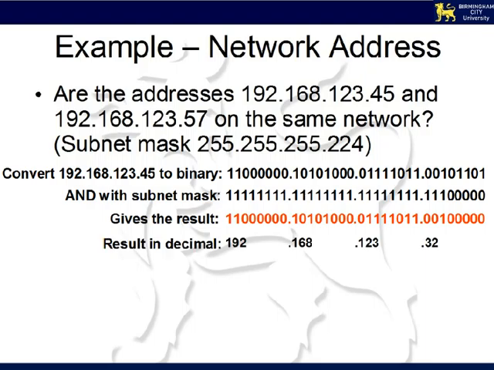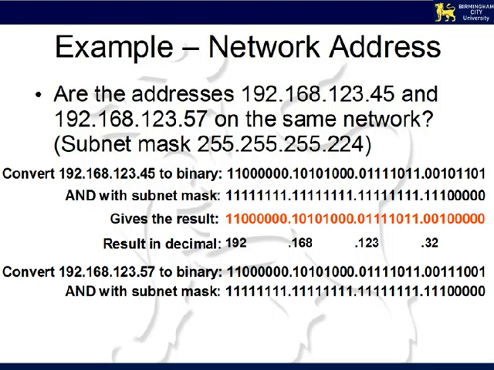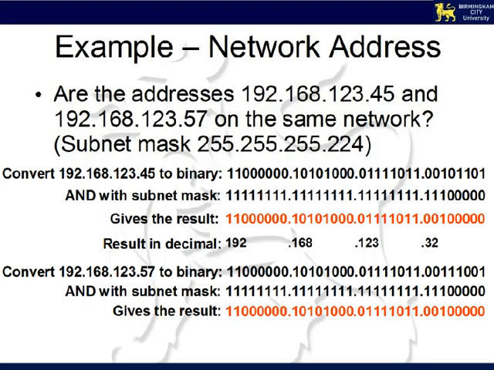If we now convert that binary number back into a dotted decimal format, we find we have a 192.168.123.32 network address. We now need to repeat the process for the second IP address, 192.168.123.57, using the same subnet mask in this case. Again, we convert the subnet mask into binary and AND the two numbers together. We produce a result and convert that into dotted decimal format and then compare the two results. And in this case we find that both network addresses are the same, so these two computers can communicate directly without the aid of a router.